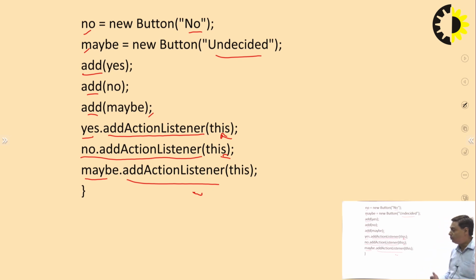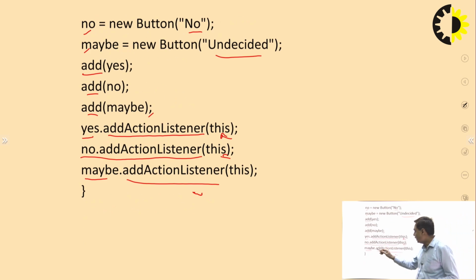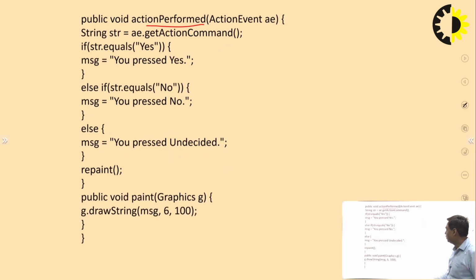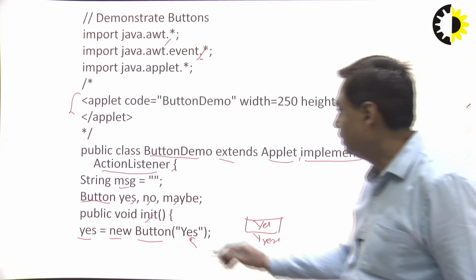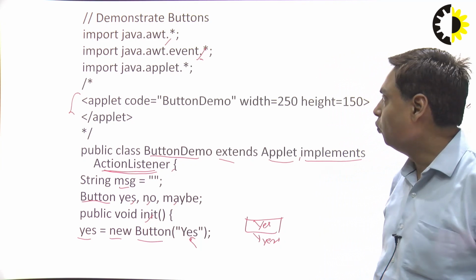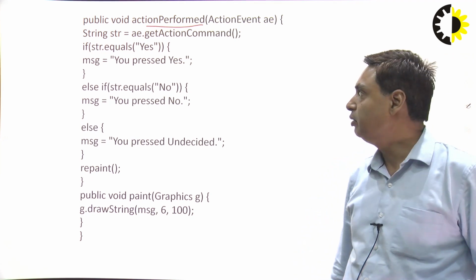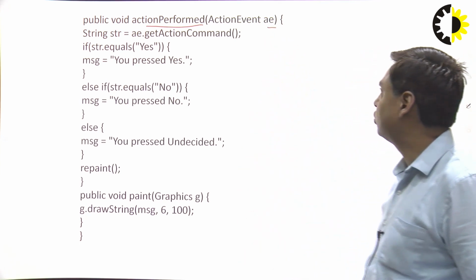So we need to write a separate method in which our program control will go and execute some statements. That method is actionPerformed. When you click on any button, like the yes button, the no button, and the maybe button, which displays undecided for the user, your program control will come here, to actionPerformed. It is a predefined method, already defined in the ActionListener interface. We are redefining this method actionPerformed. So when we click on any of the buttons, it will reach this actionPerformed method and receive the event in this object AE.